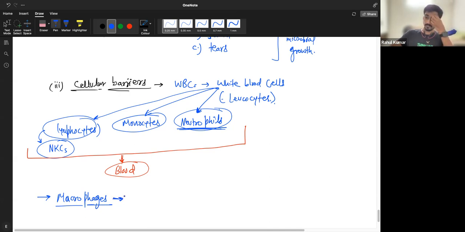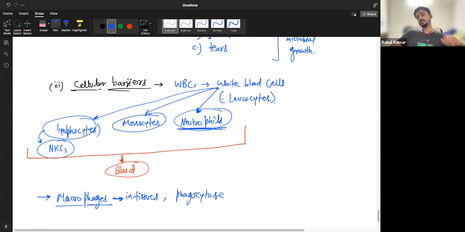So write down: macrophages are present in tissues, our body tissues, and they can phagocytose. You know this word? What does this mean?